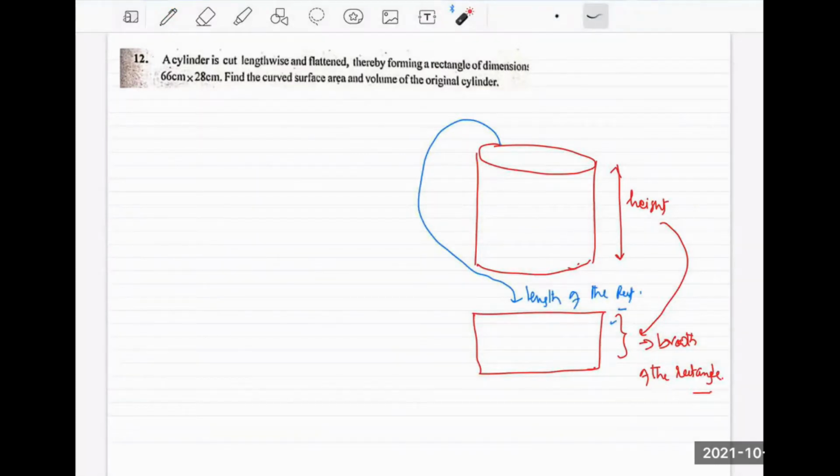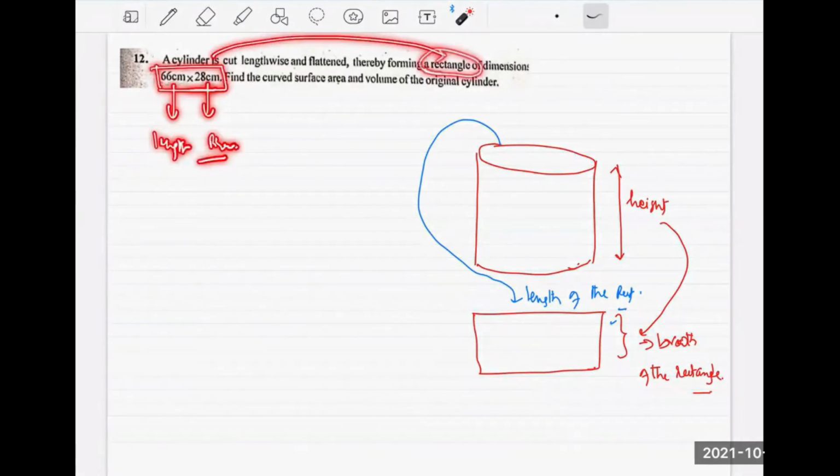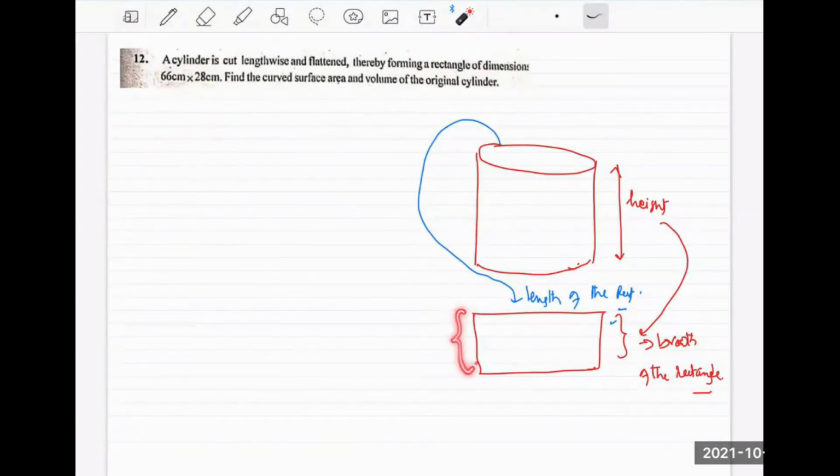Now, what the question is saying is, the cylinder is cut lengthwise and flattened. We get a rectangle of dimension. Dimension means length and breadth. The length is 66 centimeter. What this describes is the length and breadth of the rectangle. So the rectangle's breadth is how much? Breadth is the smaller one, 28 centimeter. What about this 66? The 66 is the length.